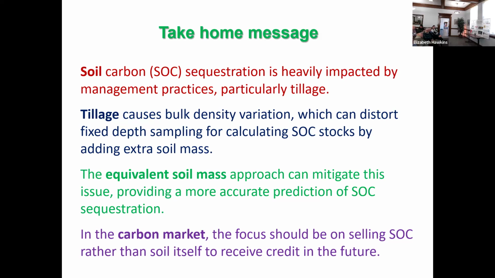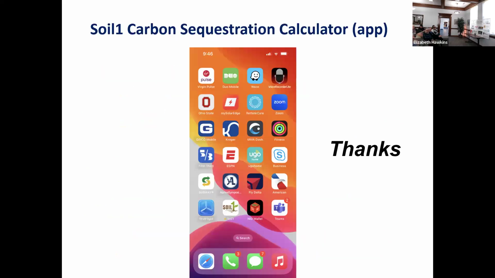So in the carbon market, which our good friend Mike Istad is going to take, how much money you are going to make. The focus should be on selling carbon, not soil, to receive the credit in future. So this is one of our apps which we are producing, Soil One, a carbon sequestration calculator for the future, so anybody can measure using the app. So that was the idea.